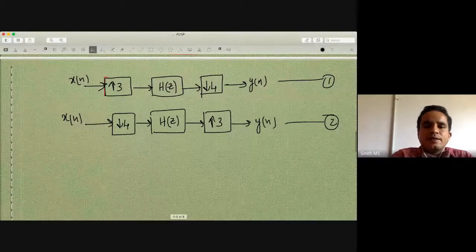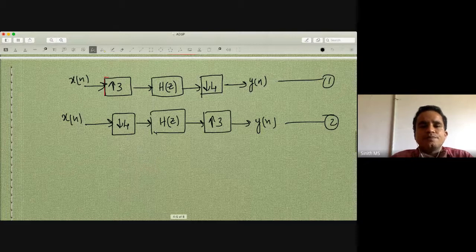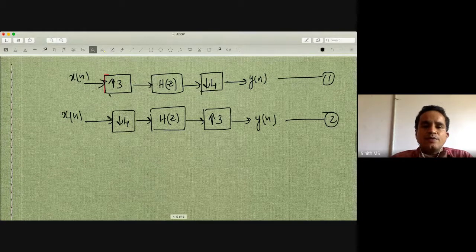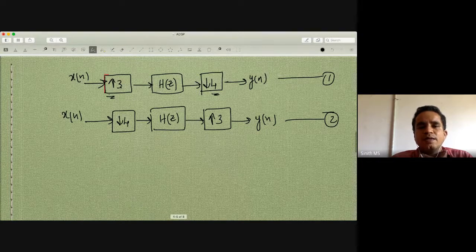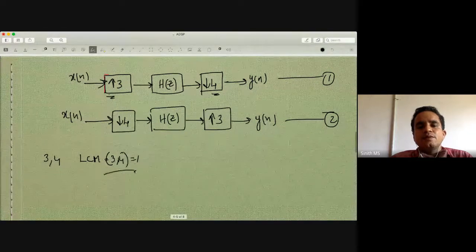Okay, let us see. You have an upsampler by a factor of 3 and a downsampler by a factor of 4. So what is basically going to happen if you upsample by a factor of 3 and downsample by a factor of 4? Anyway, you will lose some data because 3 and 4 are prime to each other. Their common factor is only 1. The greatest common factor of 3 and 4 is 1. So they don't have anything in common.